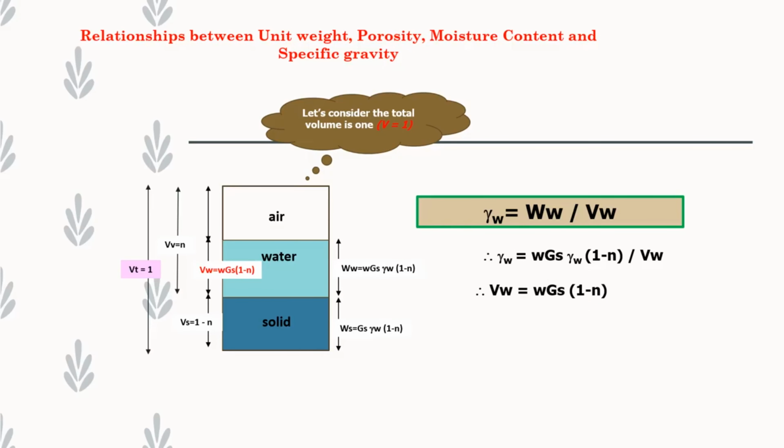Next, finding the equation for volume of water, by using the relationship of unit weight of water. So we know that this is the basic equation for unit weight of water. We already derived the equation for weight of water from the previous slides. Therefore, rearrange back so that volume of water becomes the main variable. So you have these equations.